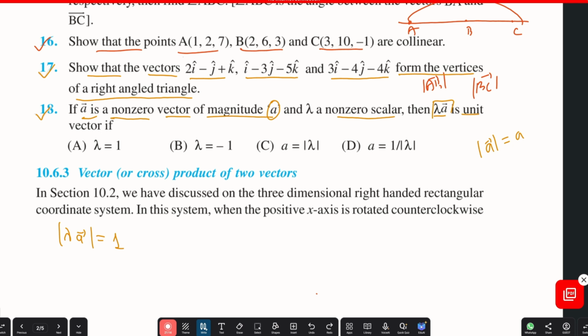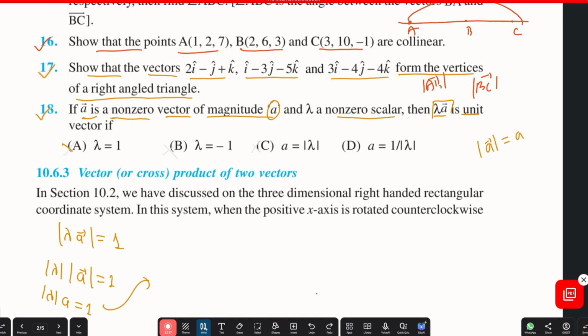Whenever it is a unit vector, the magnitude is 1. And whenever any scalar comes out of the mod, the length is positive. So if I take lambda out, it will come as mod lambda, because lambda is non-zero. If it is negative, suppose I took minus 2 common, then outside it will be plus 2 because it is the length. And mod A equals small a. That means mod lambda times a equals 1.